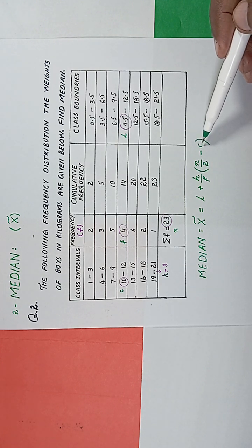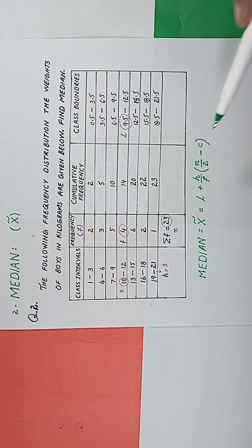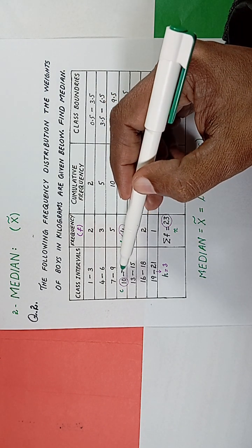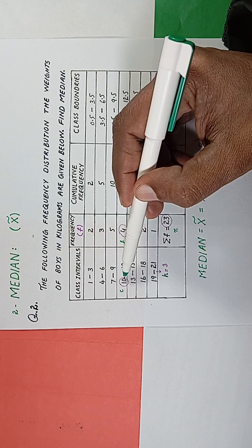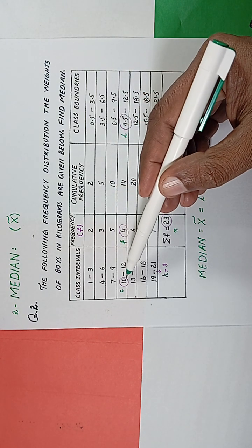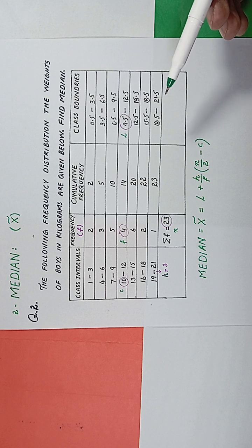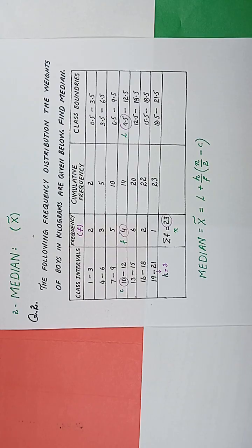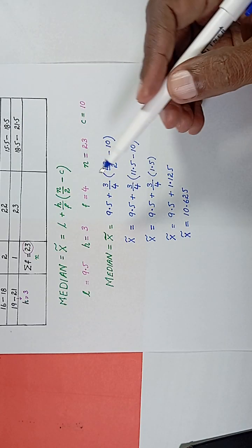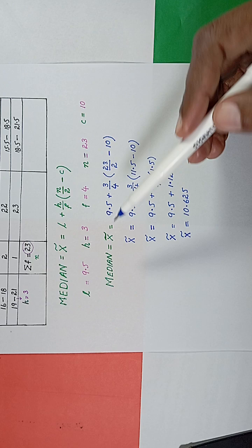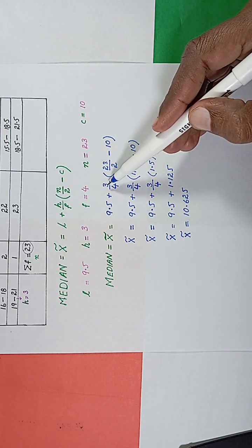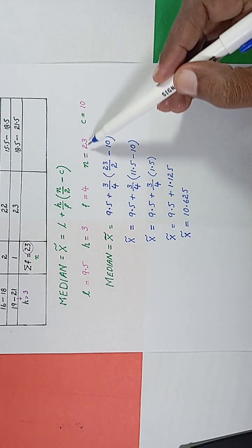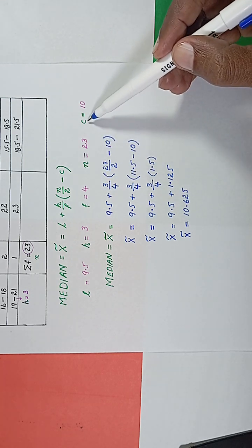And lastly, what is C? C is the lower class boundary of the median class. So 10 is the lower class boundary of the median class. So C will be 10. Now, dear students, we put the values in this equation. L equals 9.5, H equals 3, F equals 4, N equals 23, and C equals 10.